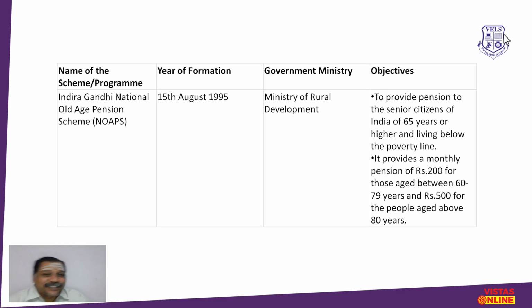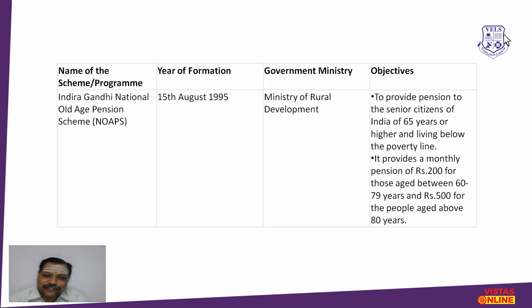One more successful scheme was implemented in 1995, that too on Independence Day. It is called the National Old Age Pension Scheme, NOAPS. This is also implemented by the Ministry of Rural Development. There are two objectives for this particular scheme. The main objective is to provide pension to senior citizens of India aged 65 years or higher and living below the poverty line. One thing, they should have a minimum age of 65 and they have to provide the document that they are below the poverty line. Then they will be given a pension.